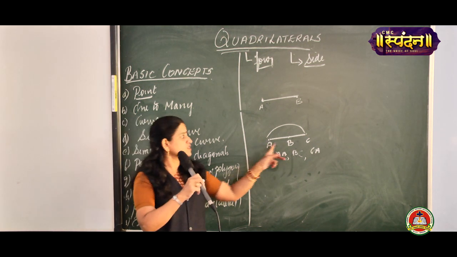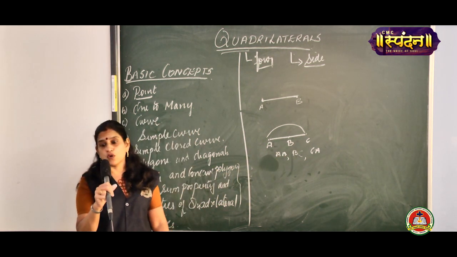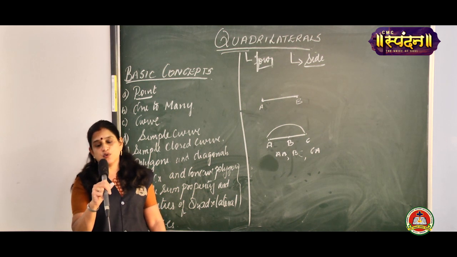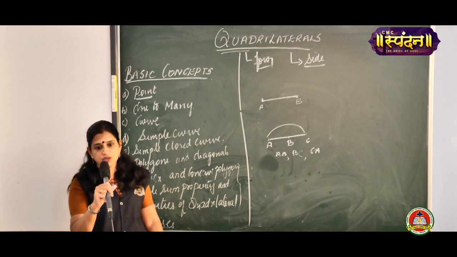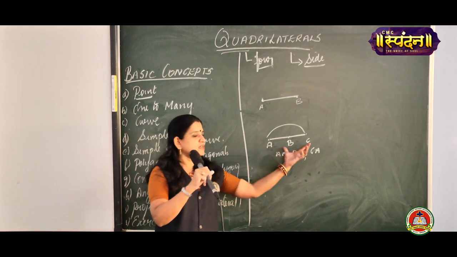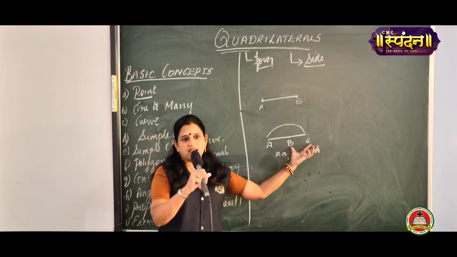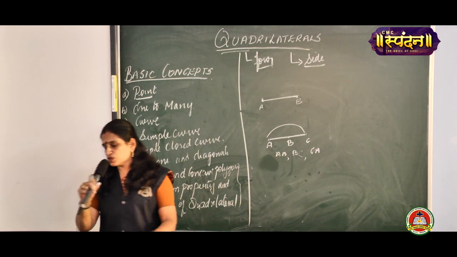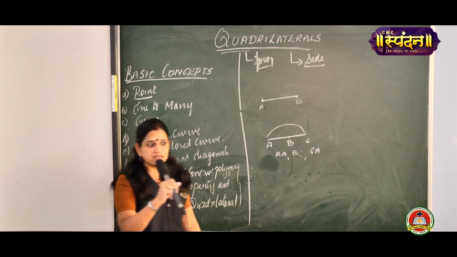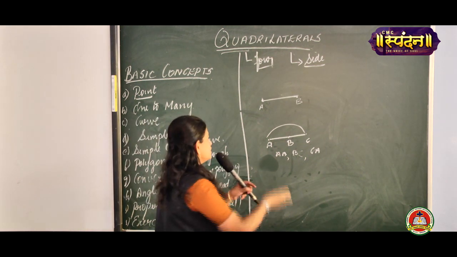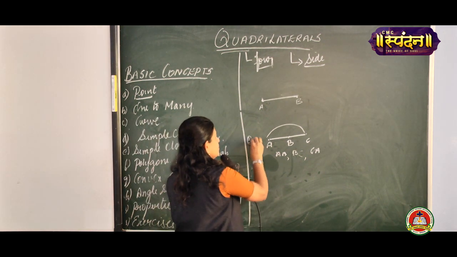When the points are on a straight line, you call them collinear points. Got it? What are collinear points? When the points are represented on a straight line, you call those points collinear points. So this is one way of representing 3 points.